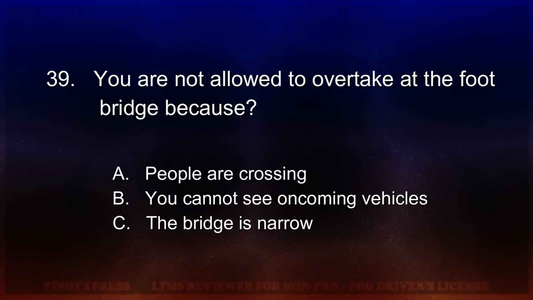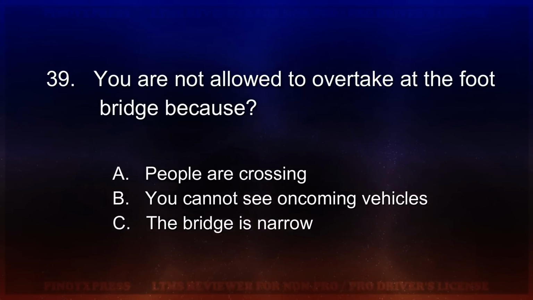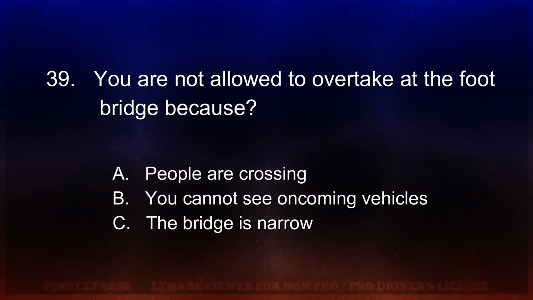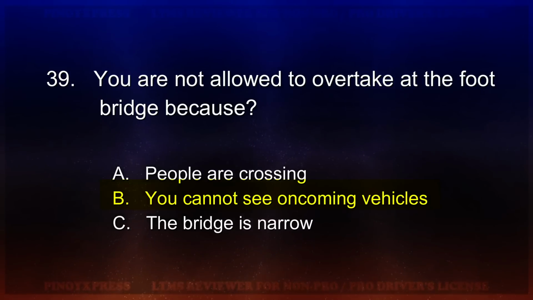You are not allowed to overtake at the footbridge because: A. People are crossing. B. You cannot see oncoming vehicles. C. The bridge is narrow. The correct answer is letter B.